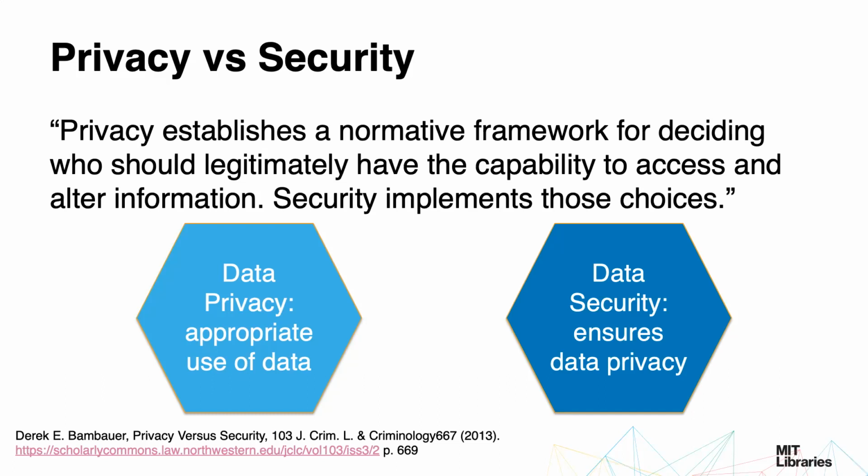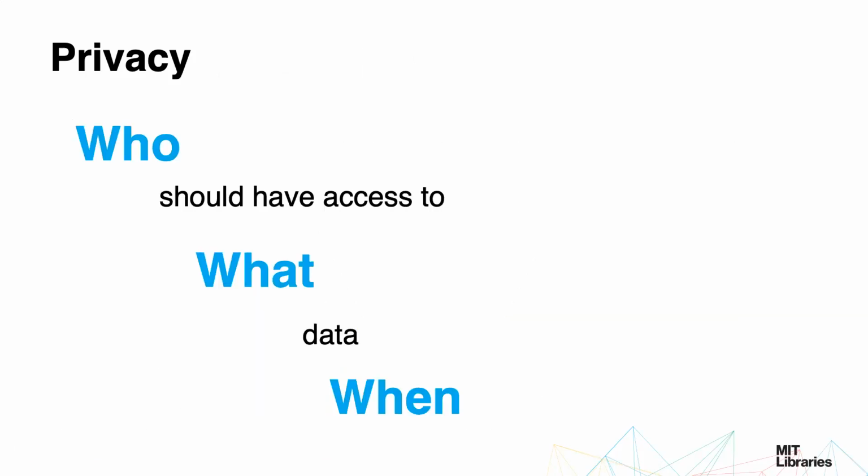So you can have privacy and security. You can have security without privacy, but it's much more difficult to have privacy without security. You can say you have privacy, but if you don't have the security to enforce it, the privacy is pretty much meaningless. So what are some of the ways we think about privacy when it comes to research data?